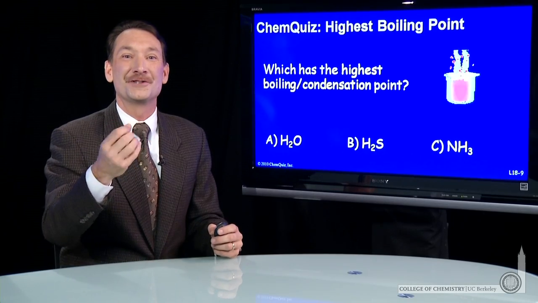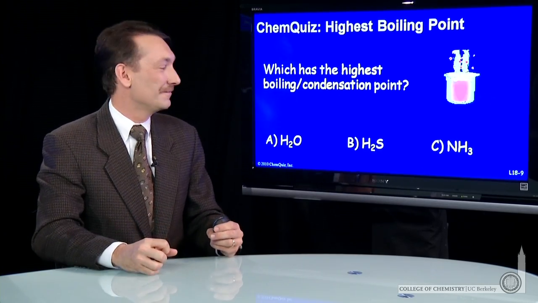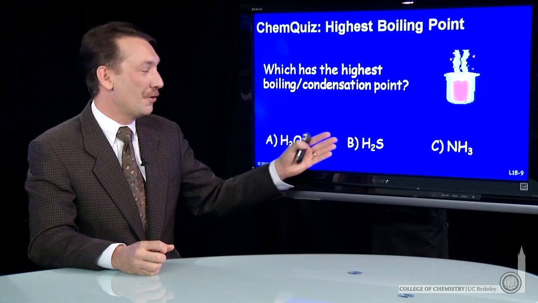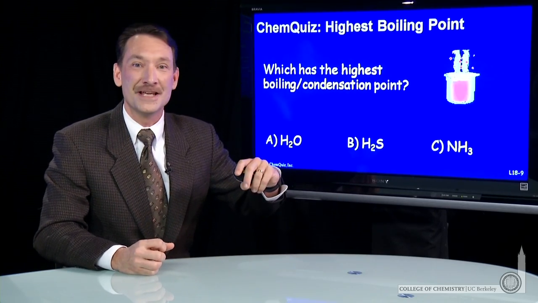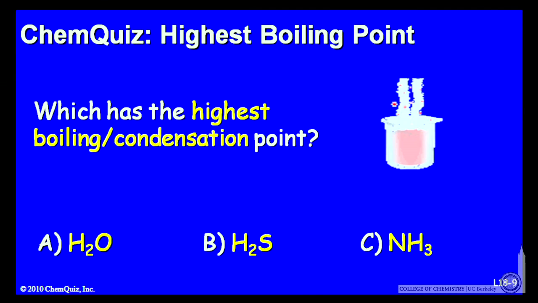Let's look at several molecules and see if we can predict their relative boiling or condensation points. Here are three molecules: H2O, H2S, and NH3. Which among them is going to have the highest boiling point? Think about that for a minute and make a selection.